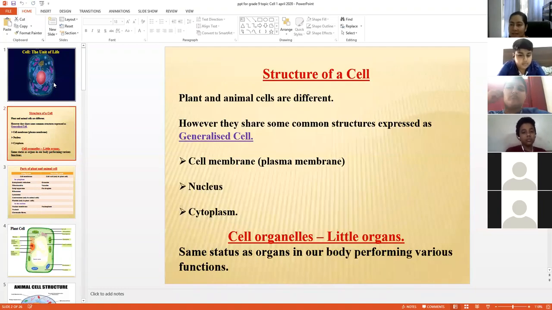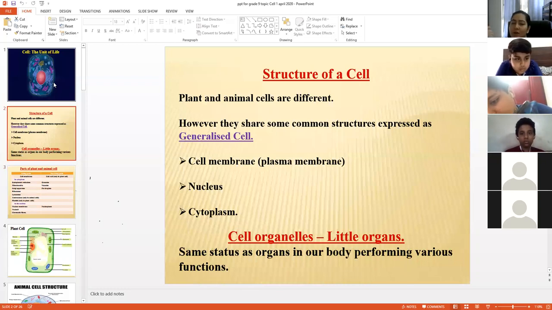Now, students, in my last lecture, I had told you about the scientists who were instrumental in discovering the cell. We learned about the different microscopes that were used, and we learned about the cell theory and the meaning of the cell theory. Okay, so now we move on to the actual structure of the cell and the organelles which are present in the cell. So let's start with it.